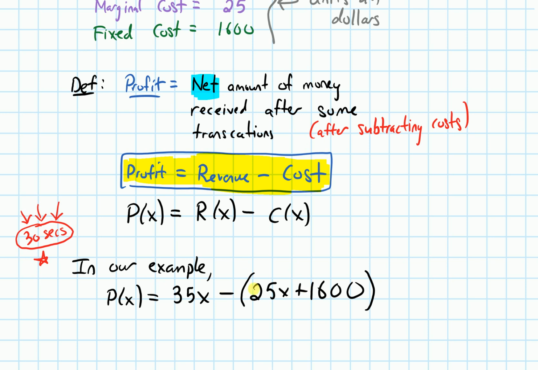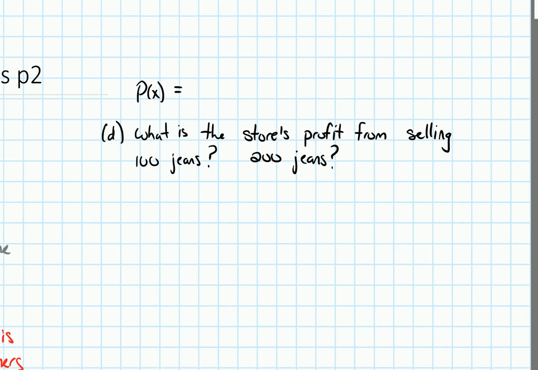Now let's go ahead and distribute that negative and simplify. Okay, so if we do that, we end up with profit P of X equals 10x minus 1600. And profit has units, which are dollars. So that's my profit function for this problem. So now let's answer a couple of questions related to this.